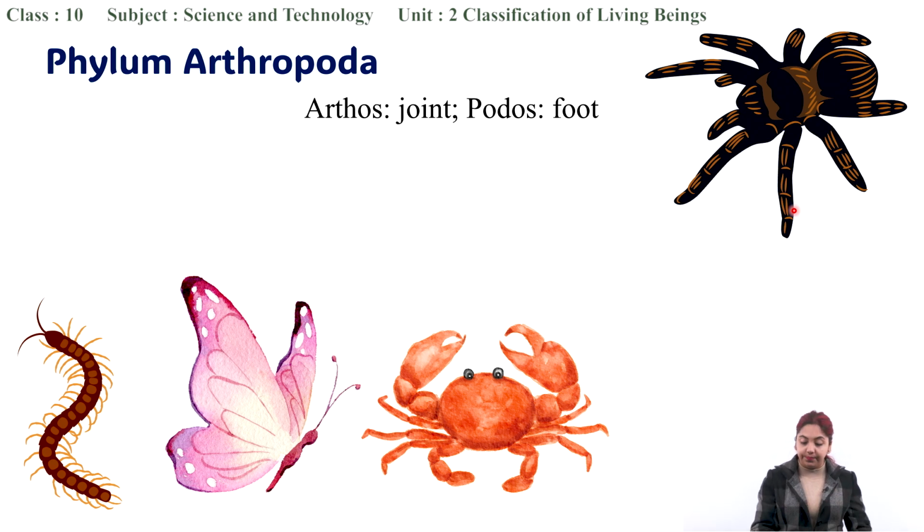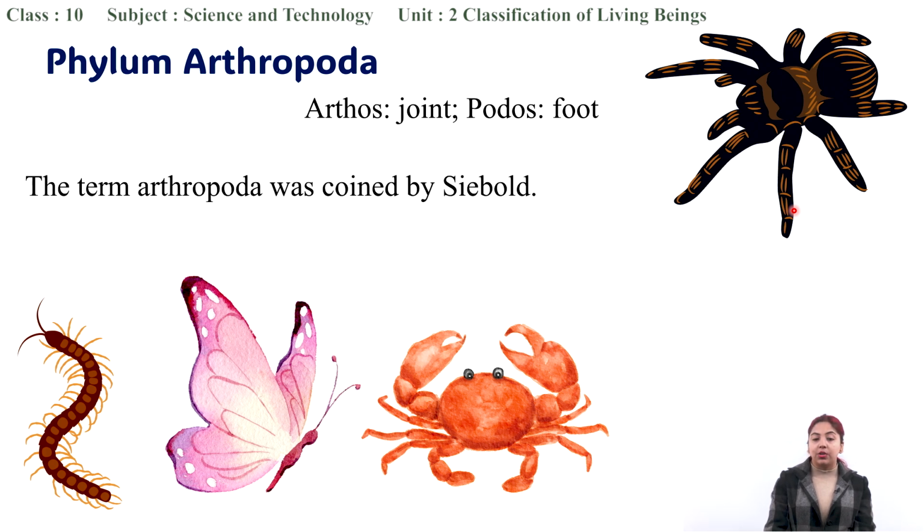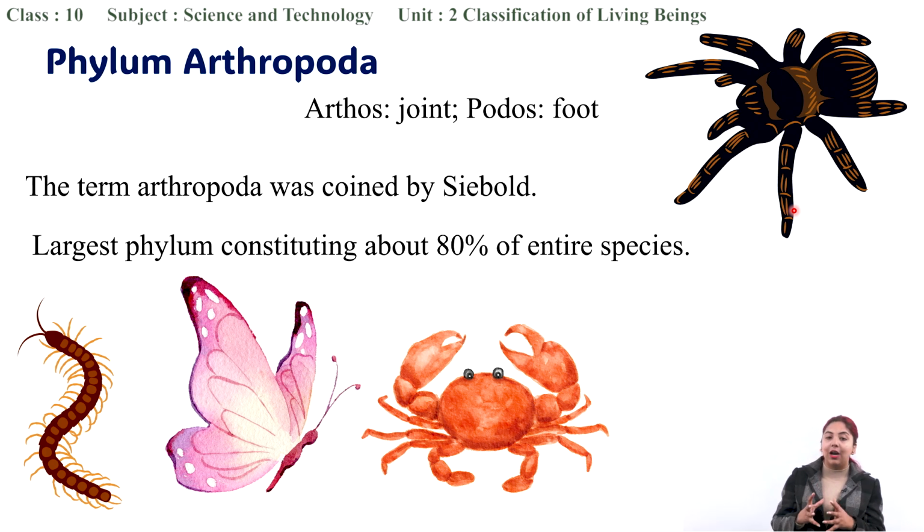to Arthropoda. Now the term Arthropoda was coined by Siebold, and this is the largest phylum in the animal kingdom, and it constitutes about 80% of the entire species. So let me ask you one question from the plant kingdom. Which was the largest division of the plant kingdom? Yes, it was the angiosperms, and the angiosperms also constitute about 80% of the entire plant. So similarly, Arthropoda is also the largest phylum, and it also constitutes about 80% of the entire species of animals.